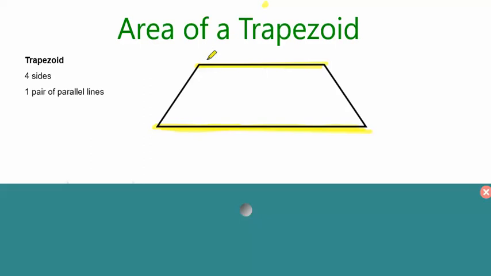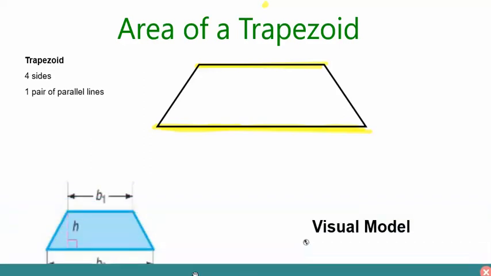That's a big deal. You have to know the parallel lines for the formula because you're going to be using that, okay? So that's what a trapezoid is. It has four sides and it only has one pair of parallel lines. That's what makes it different from a rectangle and a parallelogram, okay?